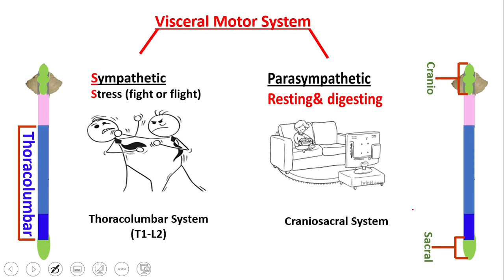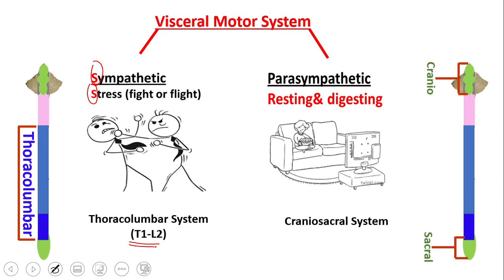The visceral motor system is not under our control, and this can be sympathetic in case of a stressful situation. So sympathetic works during stress. We call that also the fight or flight system. The sympathetic nervous system is thoracolumbar in location. So the signal begins from the lateral horn, beginning from thoracic 1 down to lumbar 2. So it is thoracolumbar.